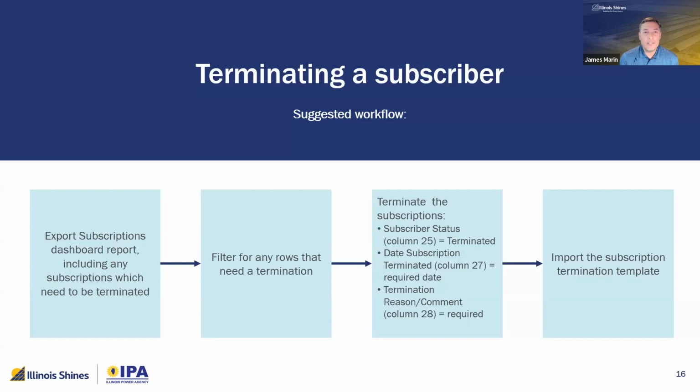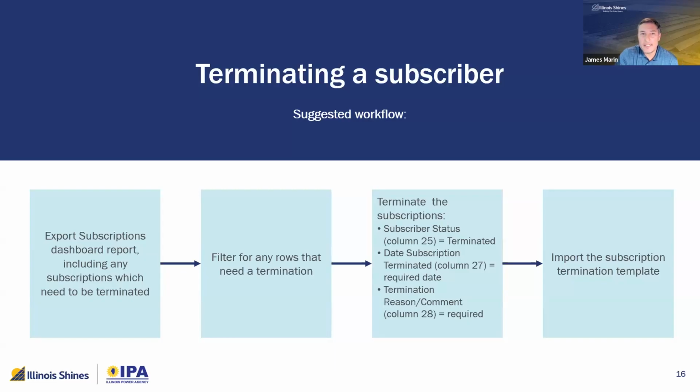So the first step would be to filter again and export a list from the subscription dashboard of all the files or records that you intend to work on. Again, you would make any additional filtering in that Excel file as needed. And then to terminate a record, and these are the changes that you would make to the file itself, you would need to change the status of the record to terminated. You would need to add a terminated date, then provide a termination reason.